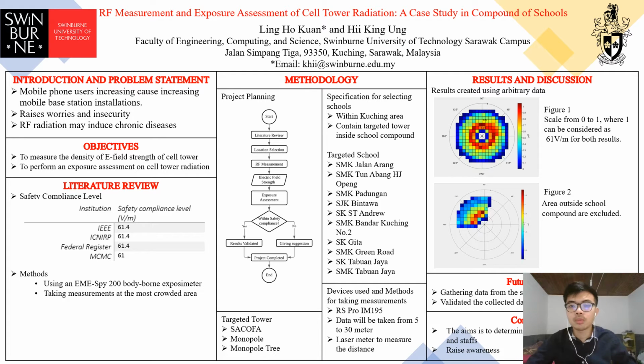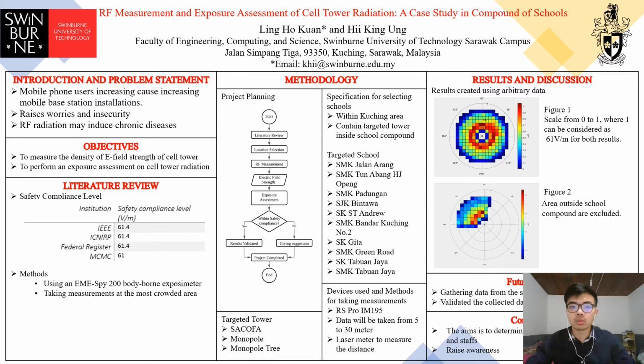There are some different methods being done by other researchers. For example, the usage of an EMF SPI 200 body-borne exposimeter. This device was carried by the staff and students to make measurements when they are in school. Another example is taking the measurements at the most crowded area inside the school compound.